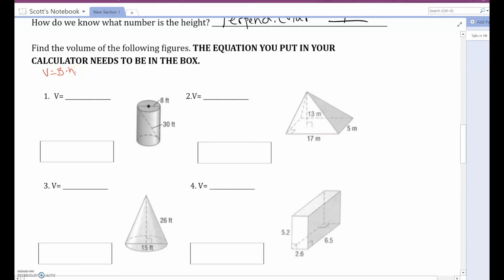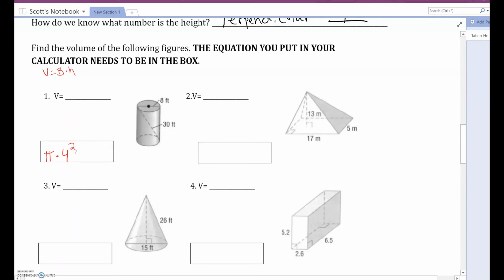Down here in the box, I just want you to put what you're going to put in your calculator. So for this, my base is going to be a circle, so I have to use pi r squared. I'm going to do pi times radius squared. Since this is 8, do you see how that line goes all the way through? That's talking about the diameter, so the radius would be 4, squared, times the height.